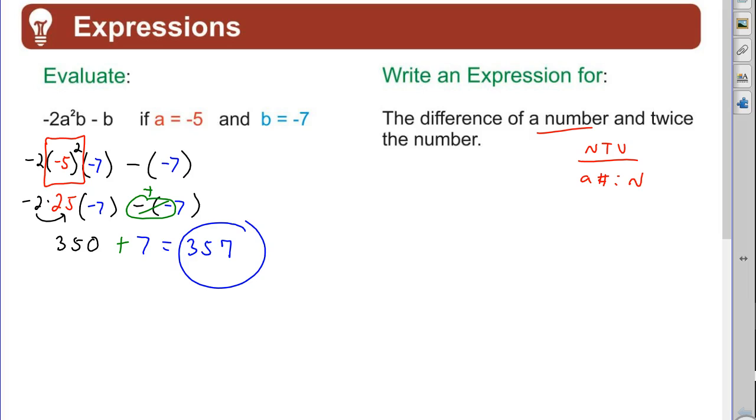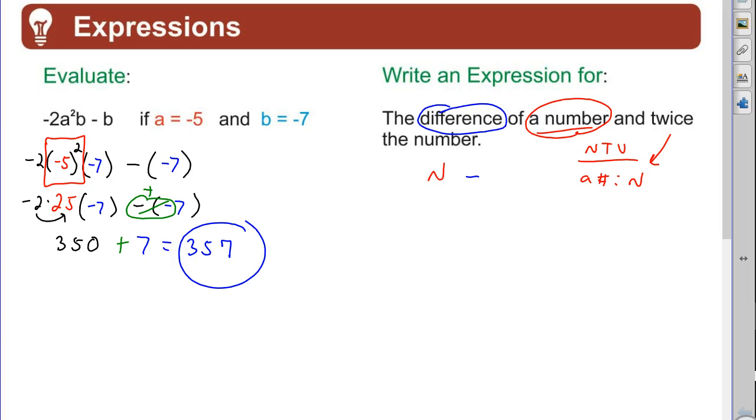Okay, now look for keywords, operational words, things that tell you to add, subtract, multiply, and divide, and you see difference. So what does that tell you to do? Are you adding, subtracting, multiplying, dividing, absolute value? All those are operations, and hopefully you decide you're subtracting. Okay, what are you subtracting? Well, a number. What does your NTV tell you the number is?